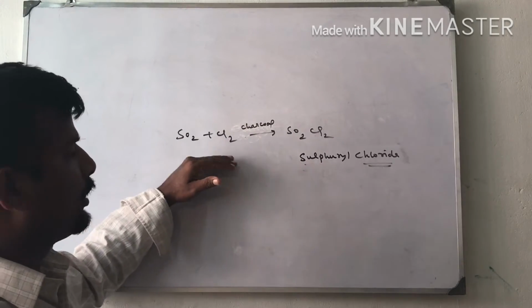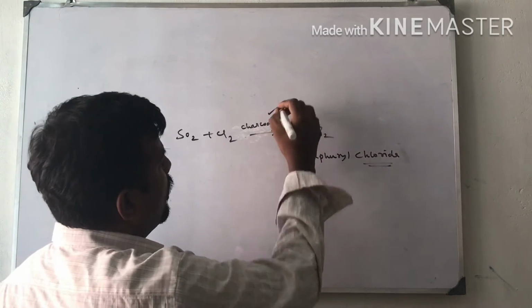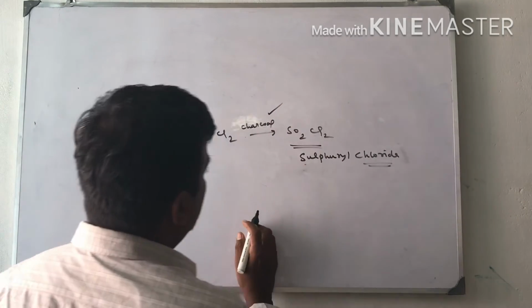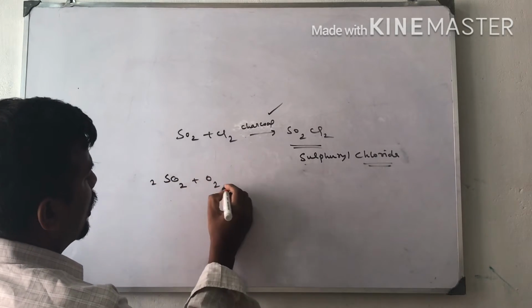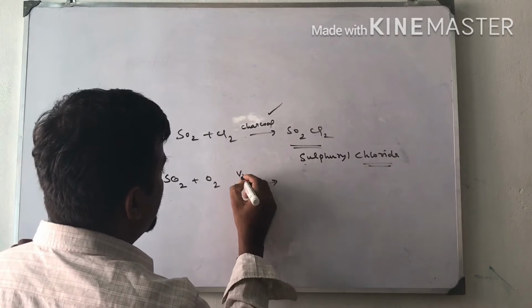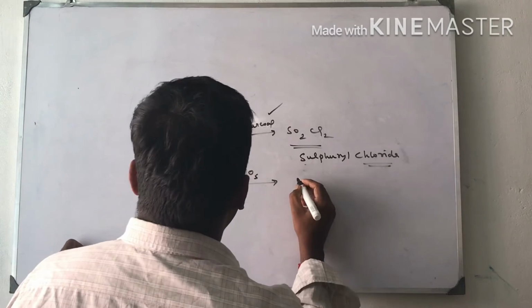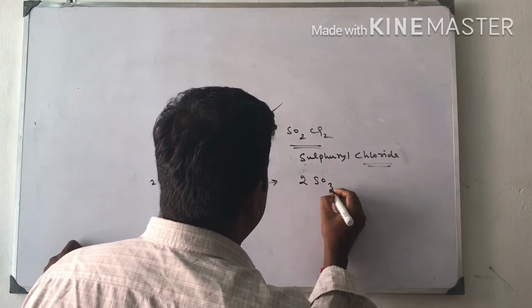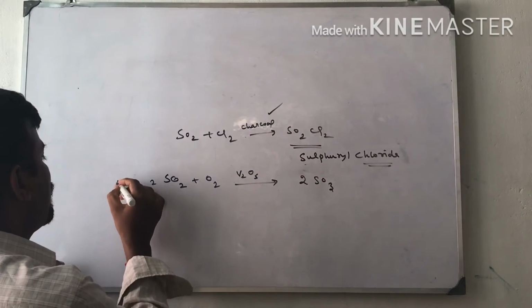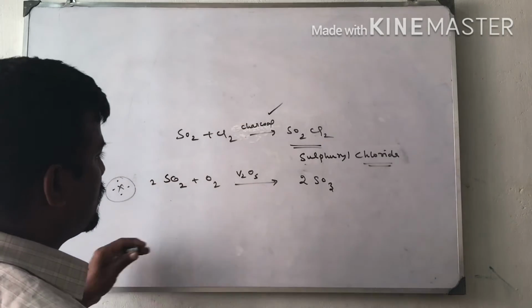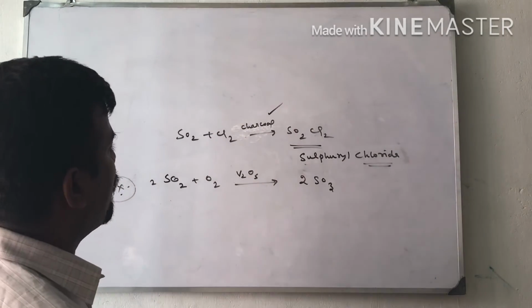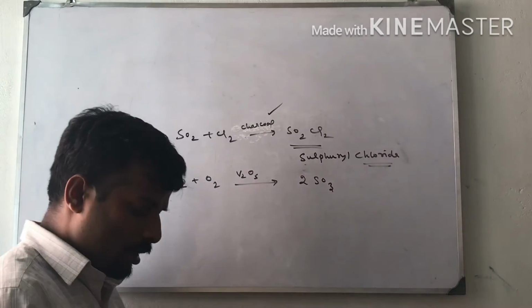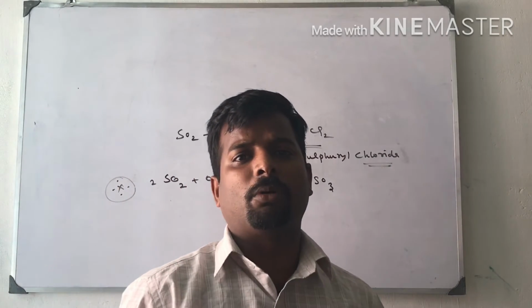Sulfur dioxide reacts with chlorine in the presence of charcoal as catalyst to form sulfuryl chloride. Sulfur dioxide also reacts with oxygen, oxidizing in the presence of the metal oxide catalyst vanadium pentoxide, to give sulfur trioxide. It is a very good example of an oxidation reaction. All are gases, and vanadium pentoxide is a solid. This is one more example.